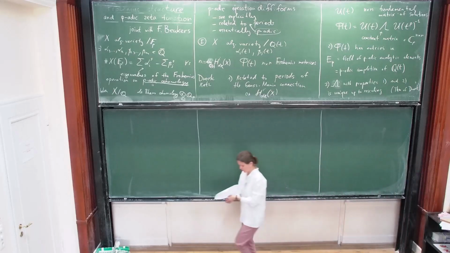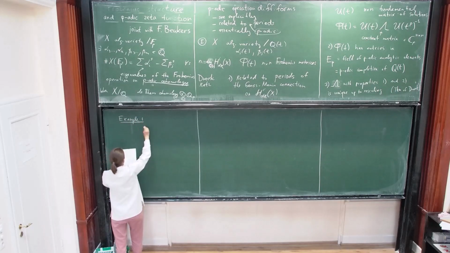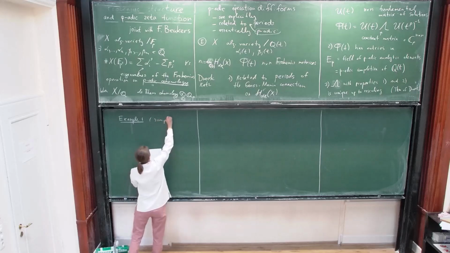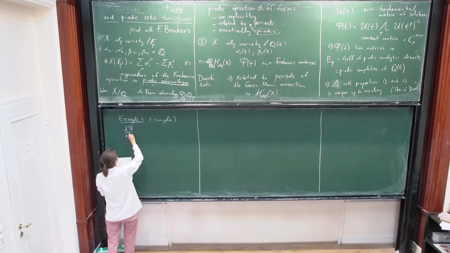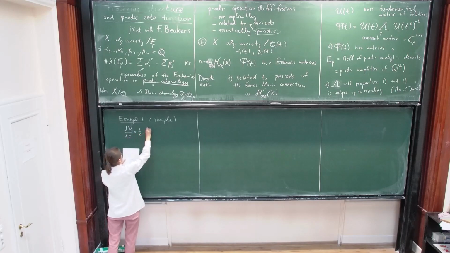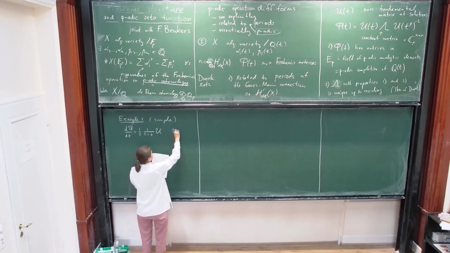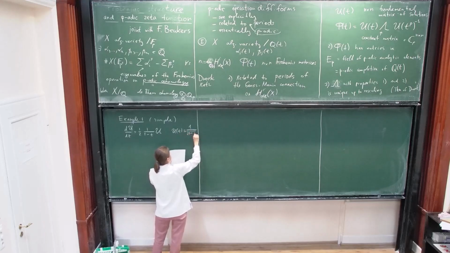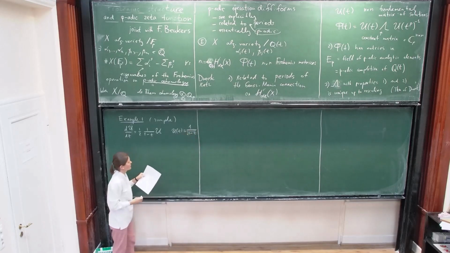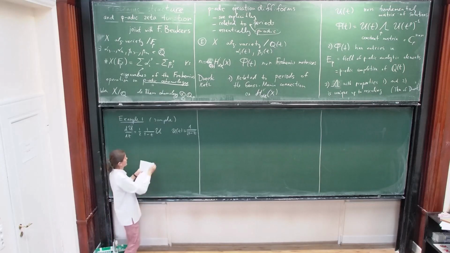Example 1 is a warm-up, a very simple example, of rank 1. We look at this differential equation. The solution is this algebraic function, 1 over the square root of 1 minus t. This must have to do with the zeroth cohomology of a simple variety.